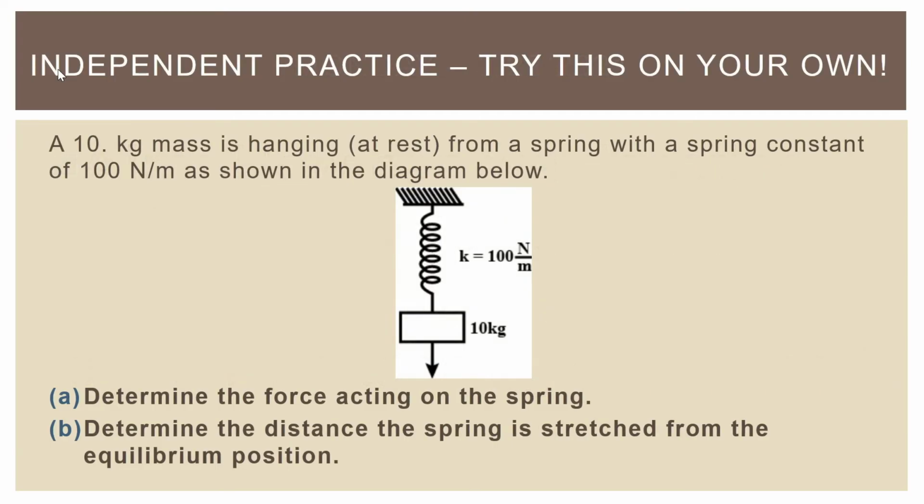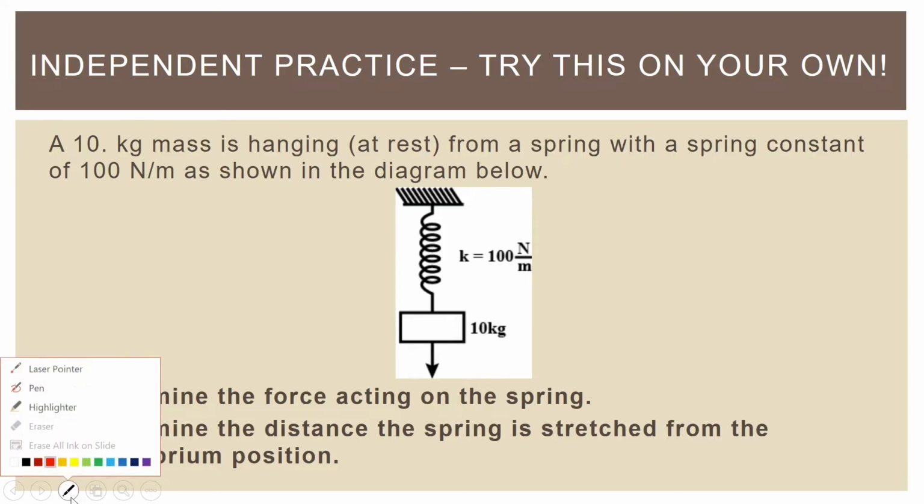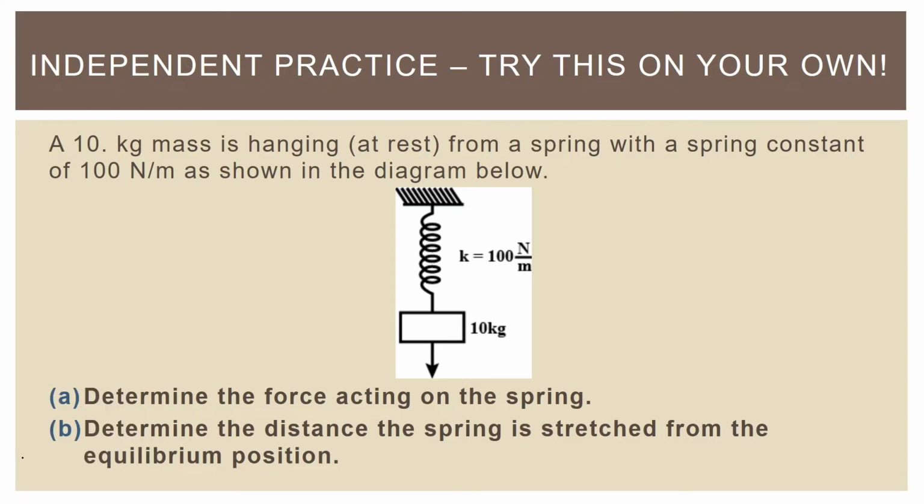On Friday, at the end of the video, which was all about springs and Hooke's law specifically, this problem came up on the screen, and I asked you to solve this problem and submit your work for it. It says here a 10 kilogram mass is hanging at rest from a spring with a spring constant of 100 newtons per meter, as shown in the diagram below. Part A of this question says to determine the force acting on the spring, and part B asks to determine the distance the spring is stretched from the equilibrium position.